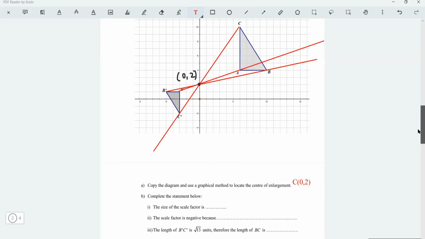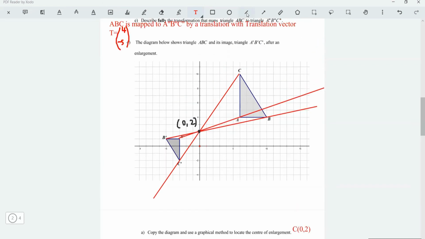How do I know scale factor? Scale factor, remember, is image over object. So I'm going to use C prime A prime over CA. Now, if we're referencing to go from C to A, you go down by 1, 2, 3, 4, 5, 6 to go from C to A.